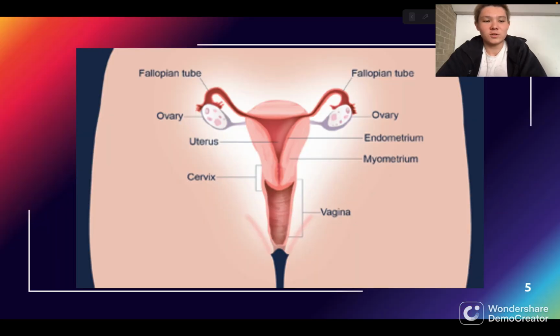These are some key structures to the female reproductive system. The main ones you should focus on are the fallopian tubes, where the eggs travel from the ovary to the uterus and wait to be fertilized. The ovaries, which is the female sex organ that stores eggs and releases estrogen and progesterone. And the endometrium, which is the tissue that lines the uterus. And the uterus, which is the hollow area in a woman's pelvis where babies develop.